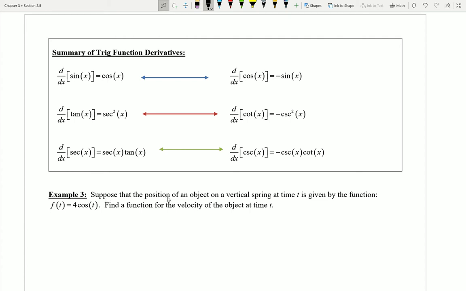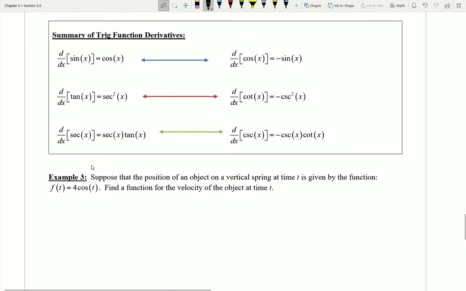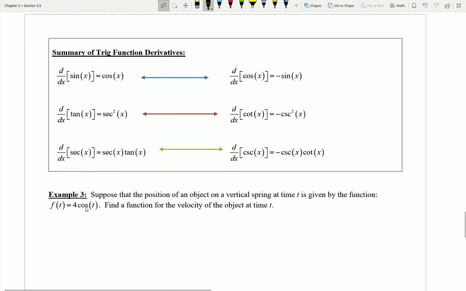Suppose that the position of an object on a vertical spring at time t is given by f of t equals 4 cosine t. Okay, so I'm just imagining that I have an object and I can tell its position by plugging t's into this formula. Well, I'm being asked now to find the velocity of the object at a time t. So I want to find like a velocity formula for the object as opposed to just where the object is.